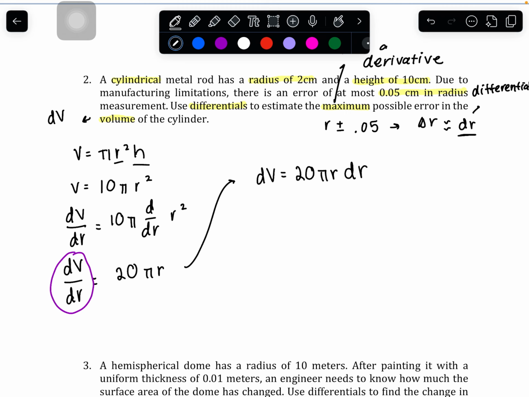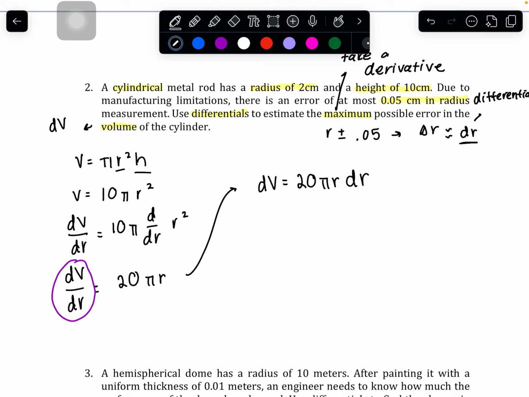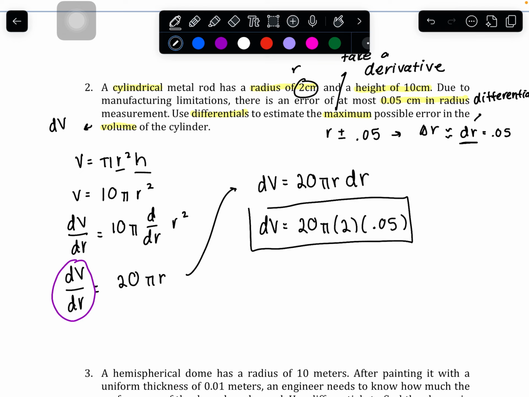So now I'm ready to plug everything in. Okay, my radius is 2, and we already labeled our dr as 0.05. So let's just plug it in. dv will be equal to 20 pi r dr, 0.05. You can leave your answer like this. Please don't simplify wrong if you're going to simplify.